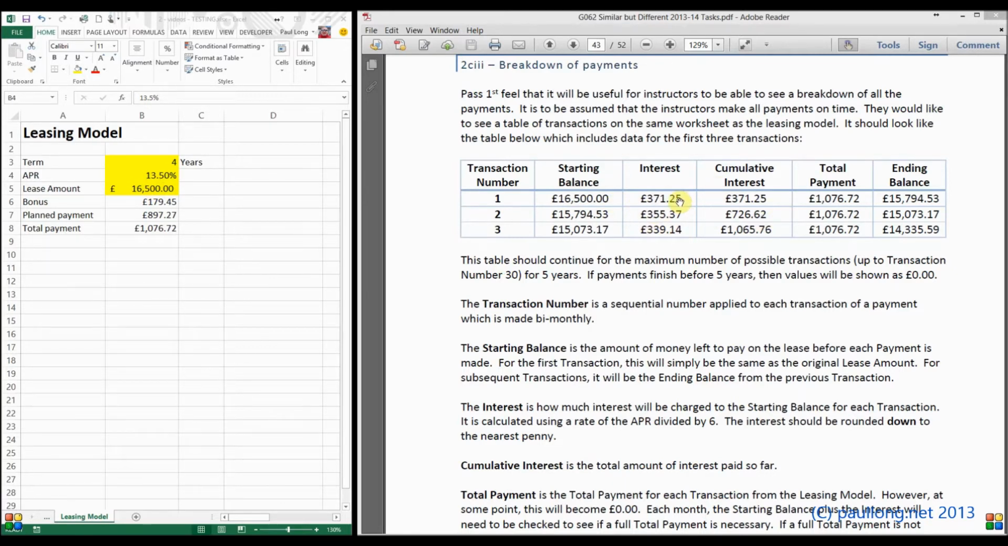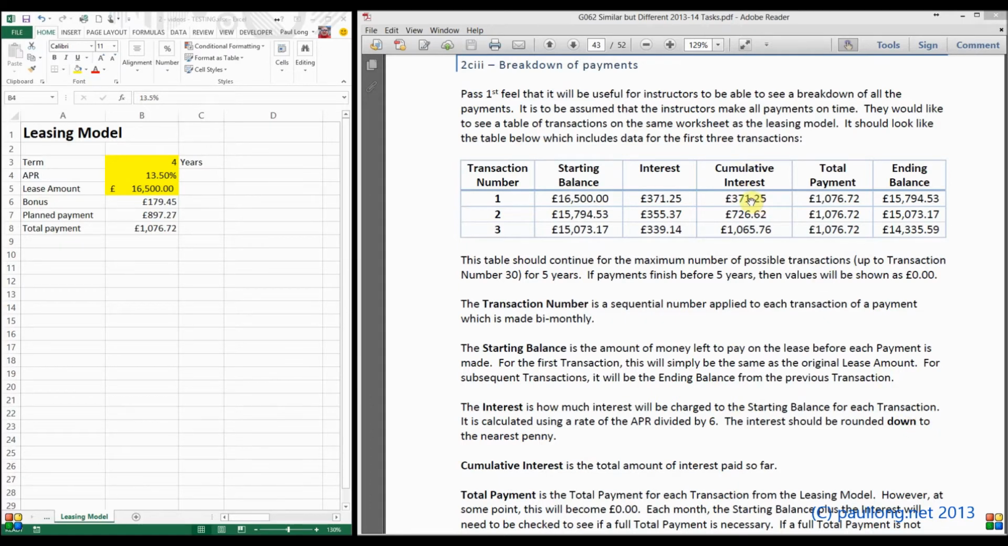Then we've got our interest. Our interest is calculated by multiplying the annual percentage rate by the starting balance, and then we have to divide it by 6 because it's got to be for a bi-monthly payment, not an annual payment. We're also told that this figure will be rounded down to the nearest penny.